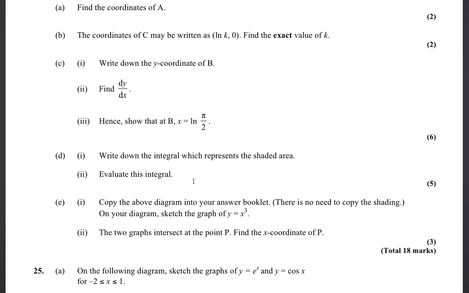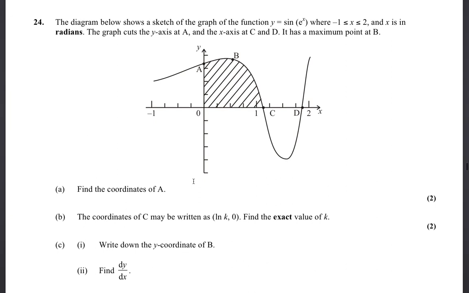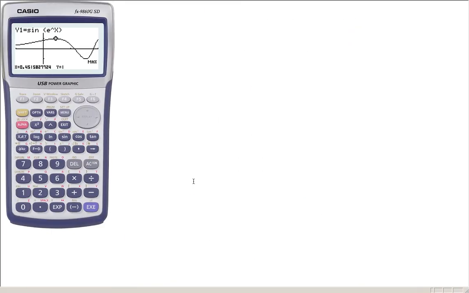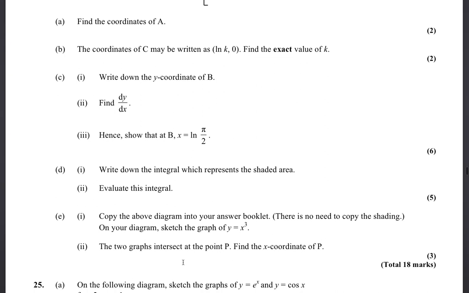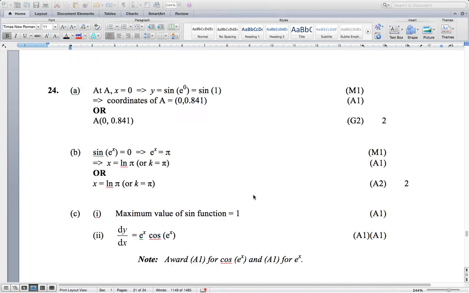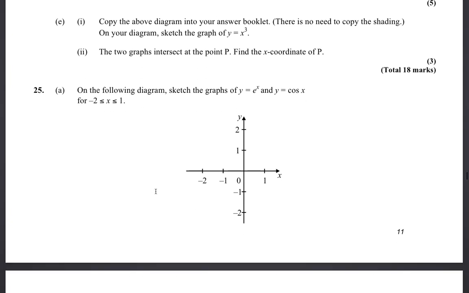Fine. Copy the above diagram into your answer booklet. On your diagram, sketch the graph of y equal to x cubed. Just have a look at it. Okay, so let me draw y equal to x cubed, x power 3. Done. And the last part: the two graphs intersect at the point P. Find the x coordinate of P. So that's very simple. G-Solve, intersect. So the x coordinate is 0.877. Let's check. Yes, 0.877.